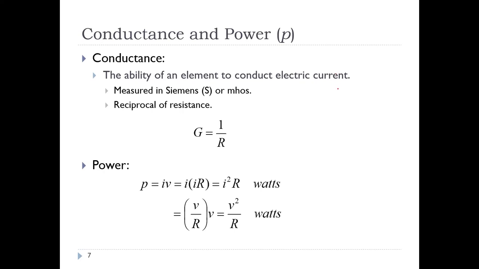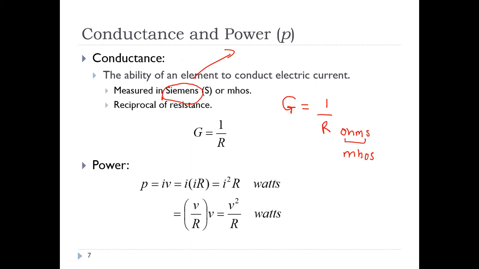Okay, conductance and power. Conductance is the reverse of the resistance. Normally, it is labeled as G equals the reverse of resistor. Since the unit of resistor is ohms, you just reverse the unit. So for conductance, the unit is mhos, or you can also use the unit Siemens, but the most popular unit used for conductance is Siemens.